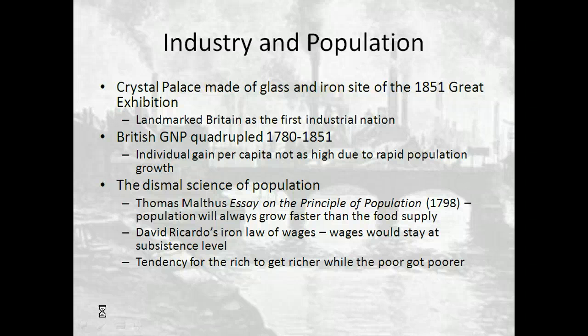Thomas Malthus wrote the Essay on the Principle of Population just before 1800, and he said that population will always grow faster than the food supply. Any of you who have taken an ecology class are very familiar with this idea.